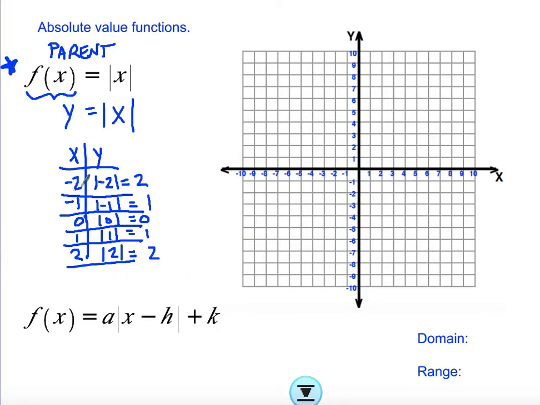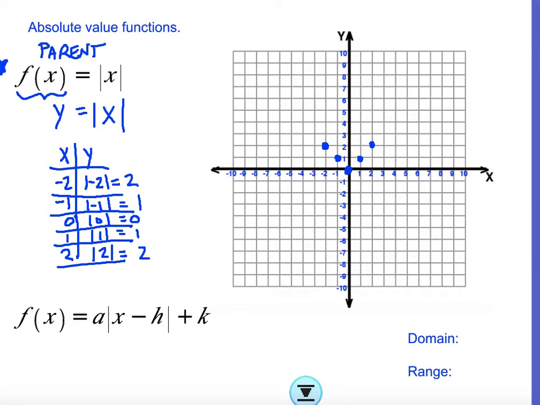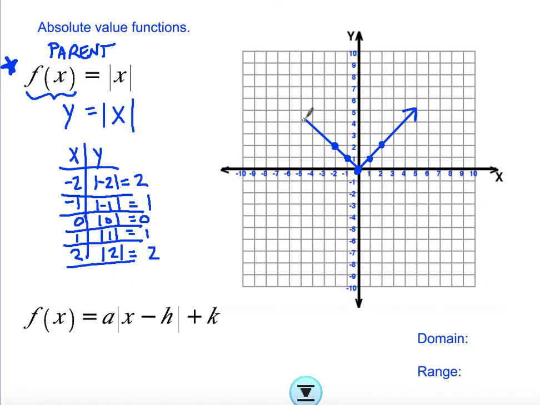Okay, graph those points. So -2, 2, will be right here, then -1, 1, then 0, 0, then 1, 1, and 2, 2. So what you'll notice is that we are going to connect them and they are going to look like a V shape. And the V goes on forever, so we have arrows like that indicating it's going to just keep going on forever.